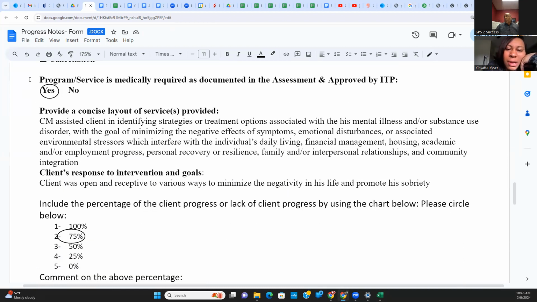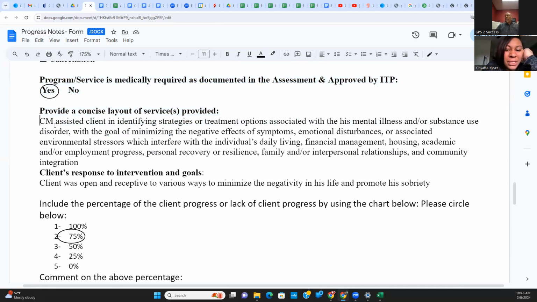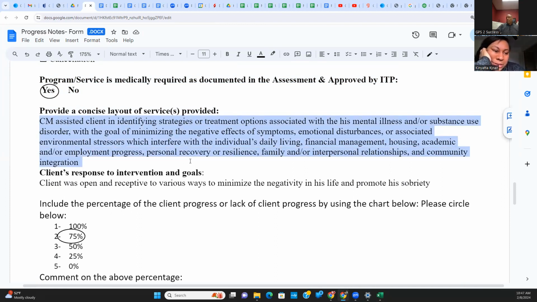And we will have medical documentation in their treatment plan. So it'll be yes for that. And then this language here provides a concise layout of services provided. See, and look, right there it says case manager assisted, but y'all will put QBHS assisted client identifying strategy or treatment options. This is basically, a lot of times they just keep this here and they remove and add what they need to be put there.